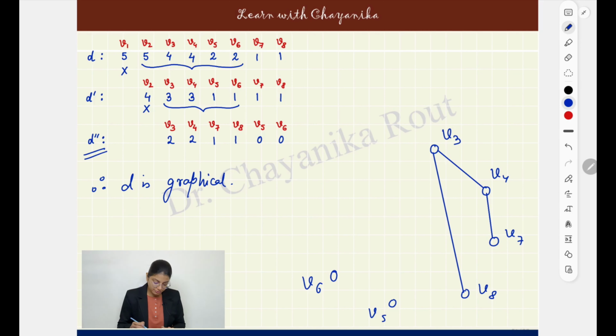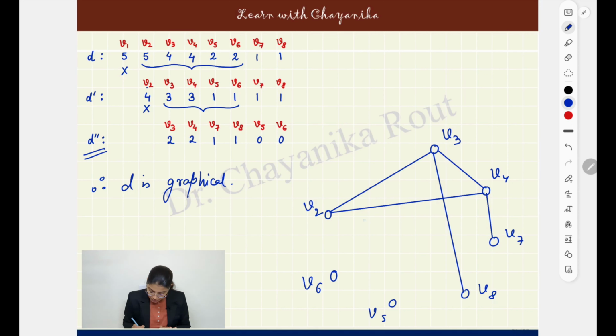Next, to draw the graph, this is the graph for D double dash. To draw the graph for D dash, we insert the vertex V2 that comes into picture with a degree 4. It becomes adjacent to those vertices which had a reduction due to its deletion. So it becomes adjacent to V3, V4, V5 and V6. This is the graph for the sequence D dash.